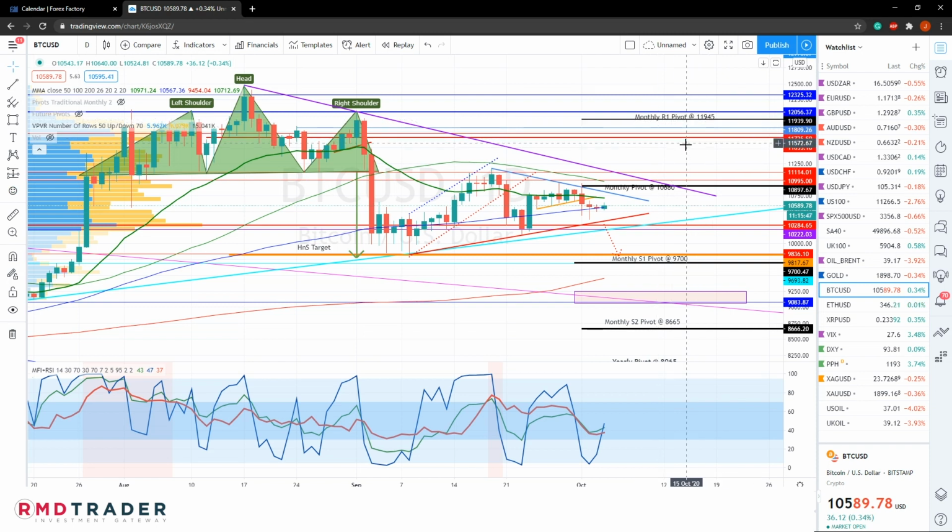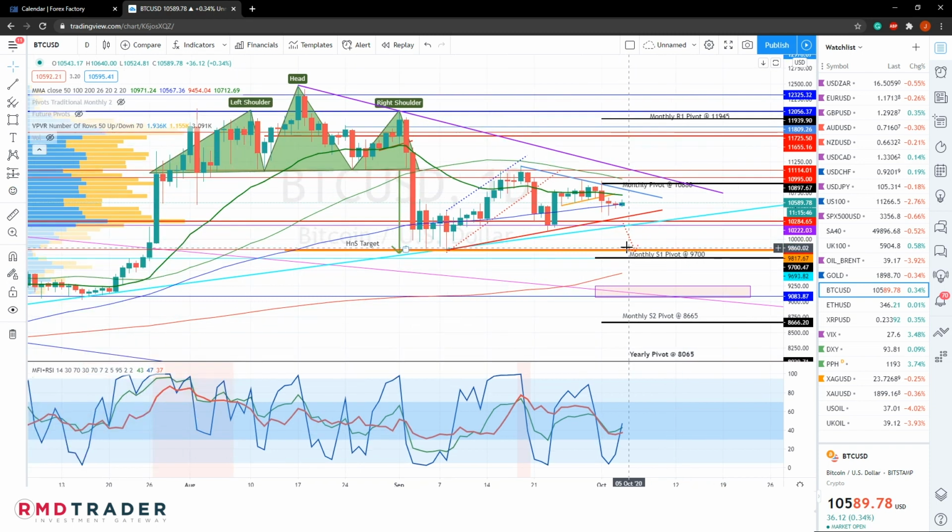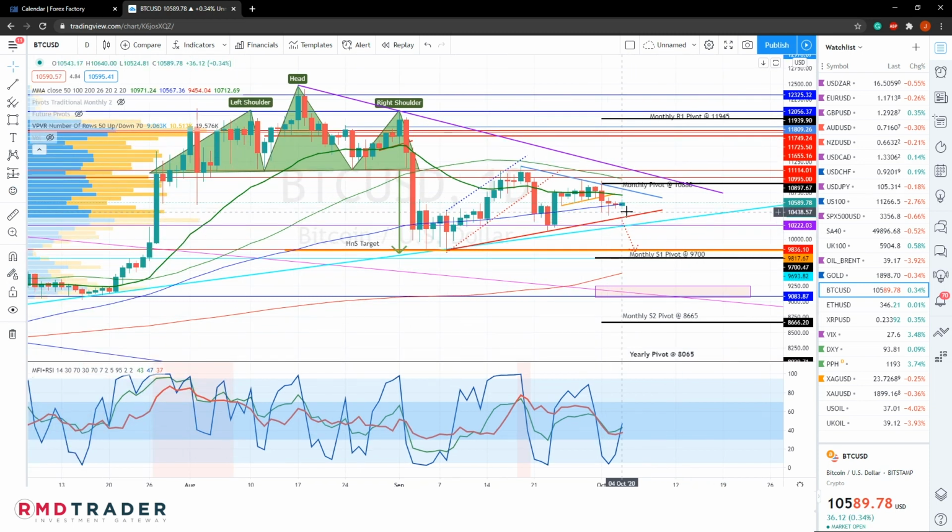But at this stage, just keep an eye out for price action and to see how this consolidation resolves, as these diagonals, as mentioned, would be the key areas to watch for either a break lower or higher.